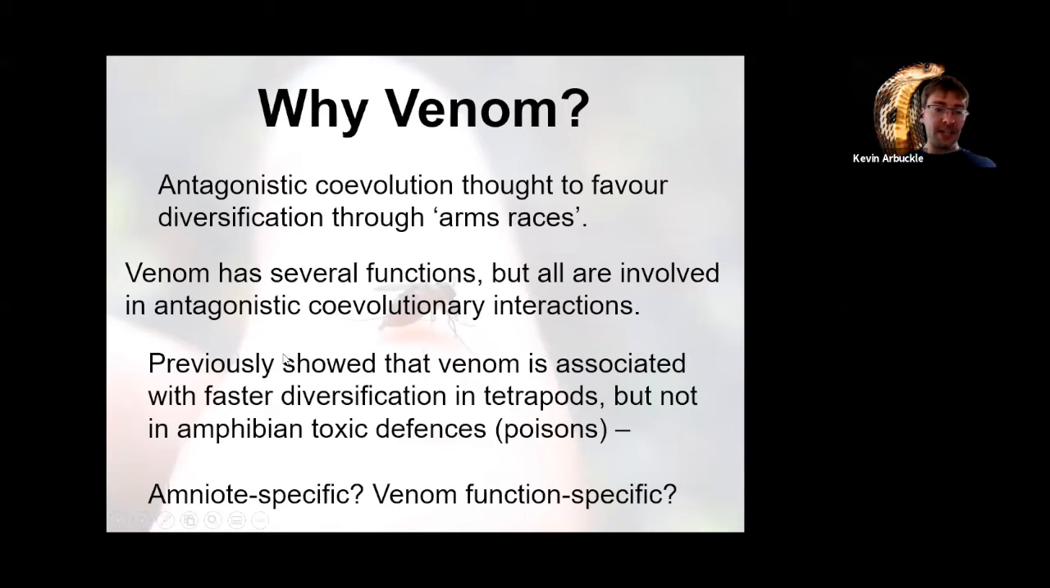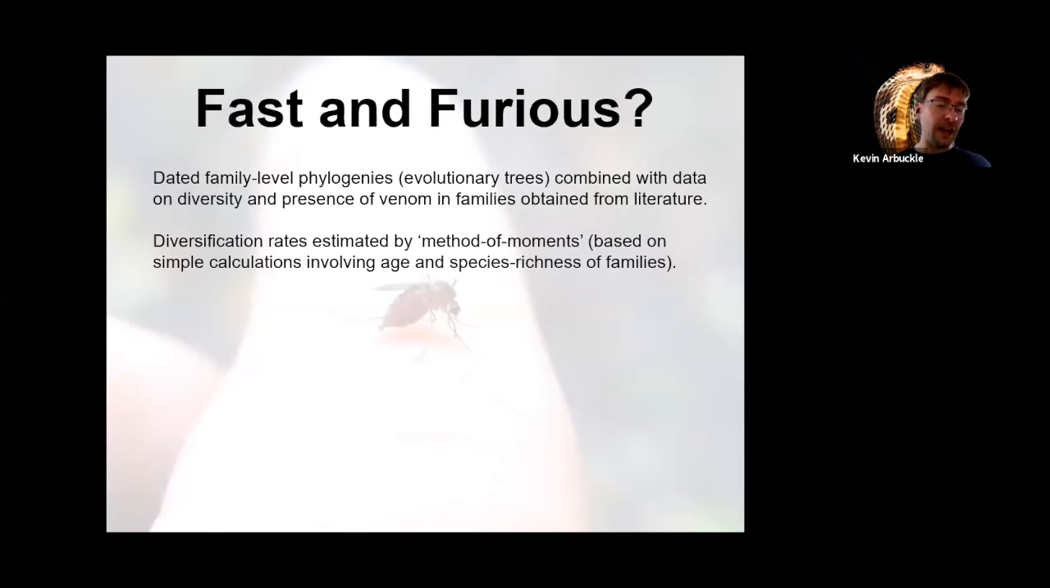Previous work by myself and Richard Harris, who was also involved in this project, and Mike Speed earlier on, basically showed that venom is associated with faster diversification in tetrapods, but not in amphibian toxic defences, by which I mostly mean poisons. So it could be that these relationships that were found before are specific to amniotes because they weren't really found in amphibians, or they could be specific to venoms because most amphibian toxins are poisons rather than venoms. So I wanted to broaden that out and also ask whether we can explain some of the diversity of insects and fishes.